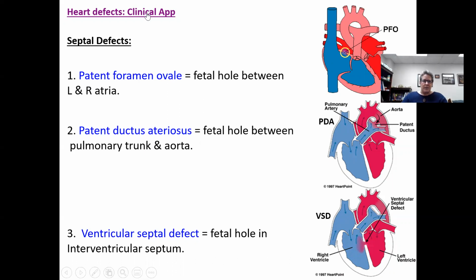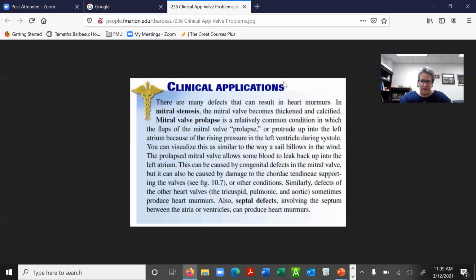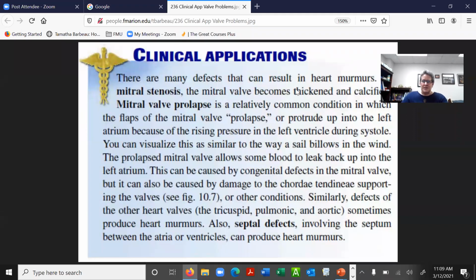Okay, and there's a clinical app for that. If we look at it here, many defects can result in heart murmurs, and they're talking about septal defects right here. They mention here that septal defects can produce heart murmurs as well.